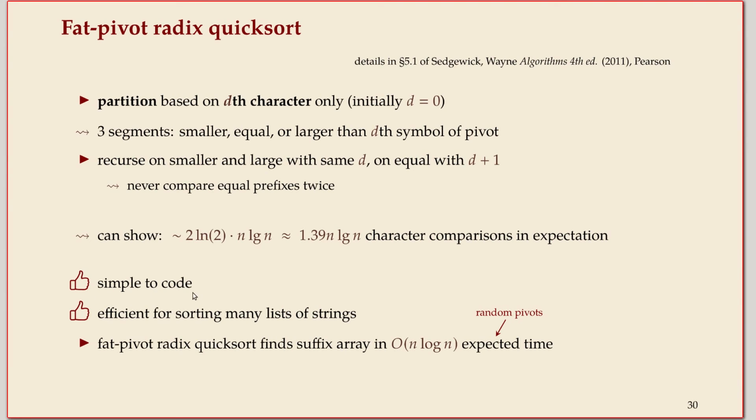But let's look at this one more time. So it's simple to code, and it's efficient for many types of string sorting methods, and in particular for computing suffix arrays. So, and if you choose random pivots, you get n log n time, which is not too bad if you compare it with the n squared that we got from the simple standard trie construction. But we can do better in the special case of suffix arrays, and that's a major achievement in theory.